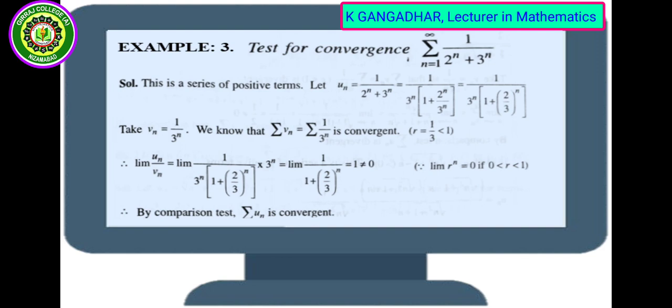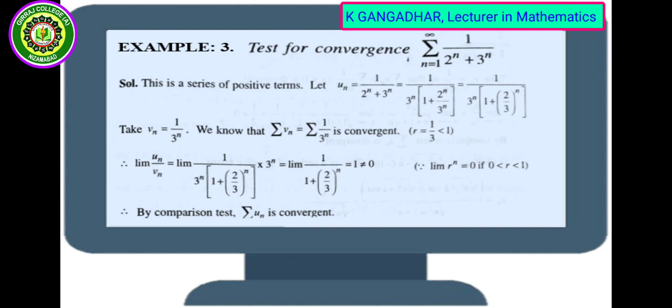So 2 by 3 whole power n means the values are 2 by 3 first term, 2 by 3 whole square second term, 2 by 3 whole cube, and so on. This way these terms are decreasing. If n tends to infinity, 2 by 3 whole power n tends to 0. So we want the limit value to tend to 0.